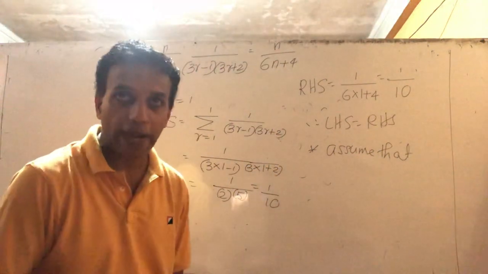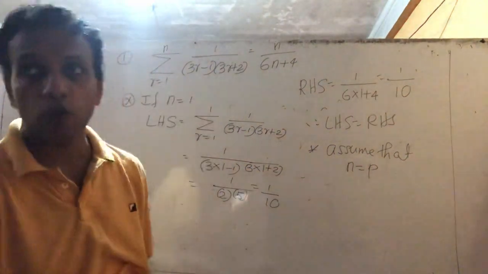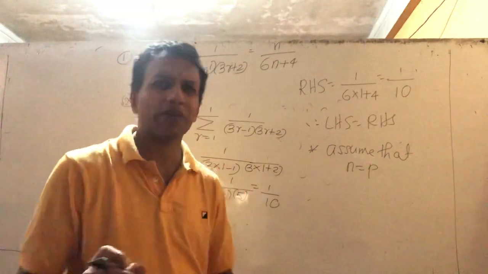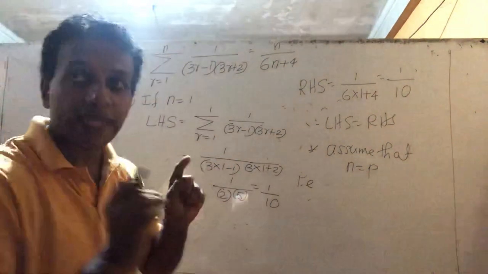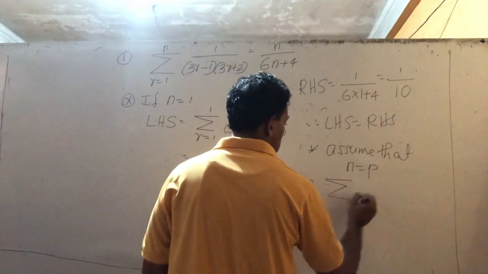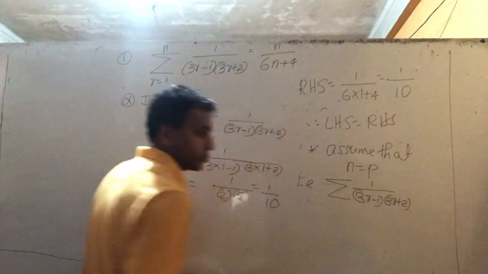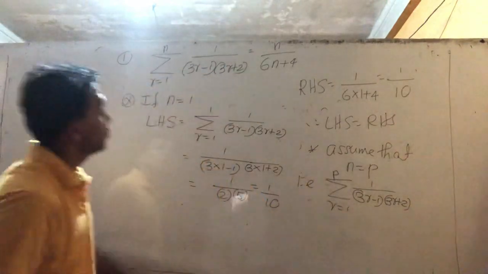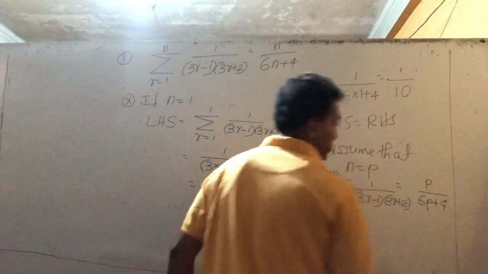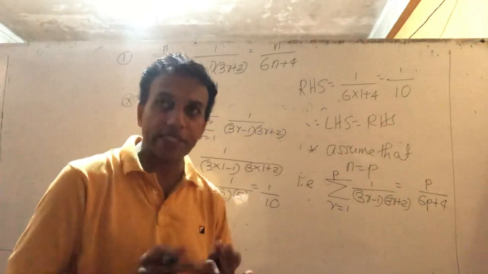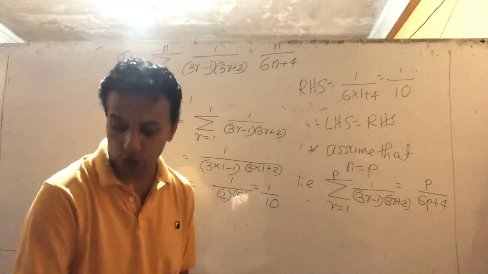the given statement is true for n equal p. Assume that the given statement, or given equation, or given formula, whatever you can write, is true for n equal p, or sometimes n equal k also. Therefore, copy the same thing, where n is, write p: sigma 1 over (3r minus 1) into (3r plus 2), r equal 1 to p, equals p over 6p plus 4. Assume that, and using that we have to show that if n equal p plus 1, the given statement is true. So I hope you complete it successfully.